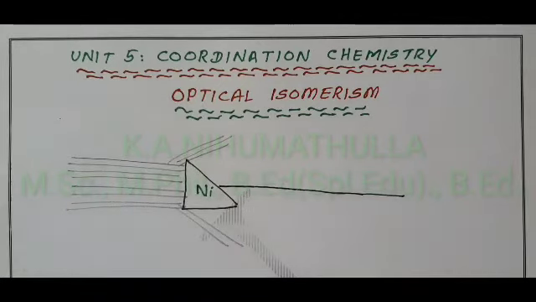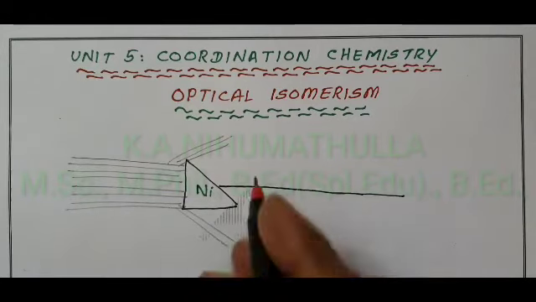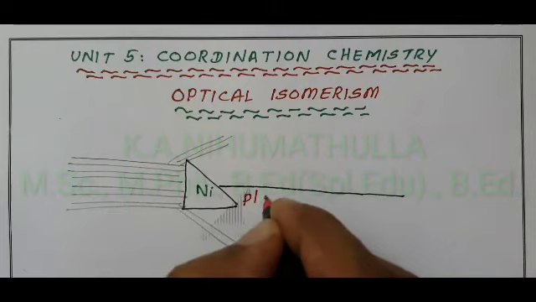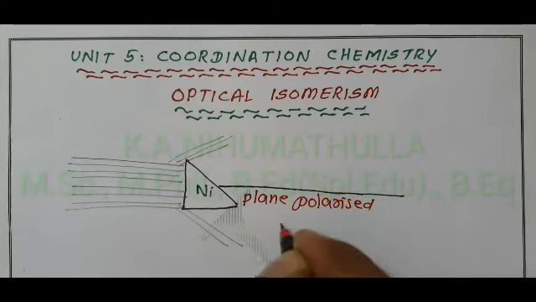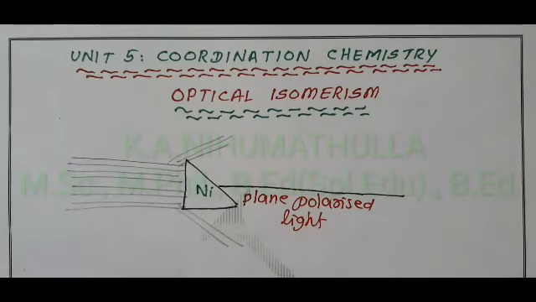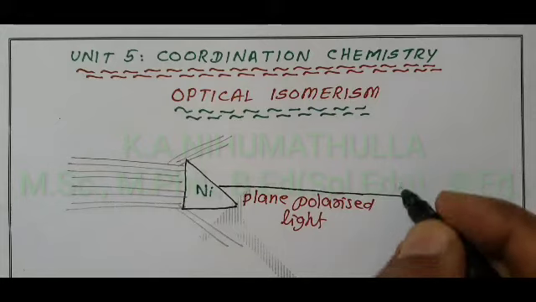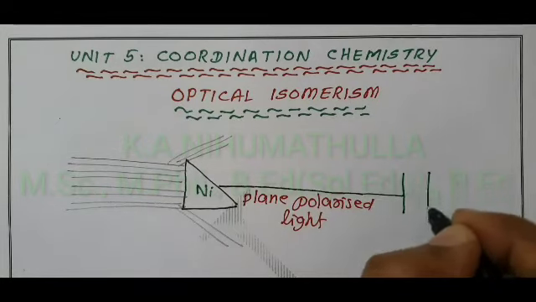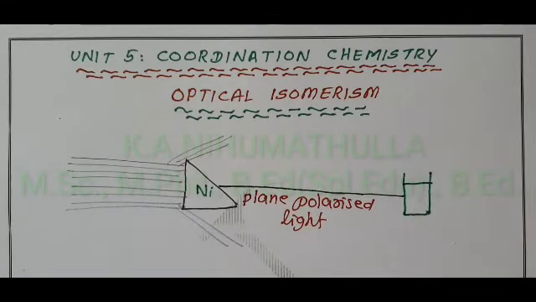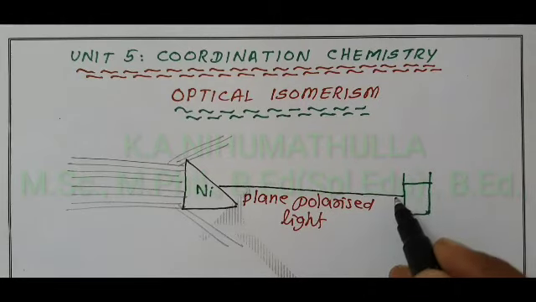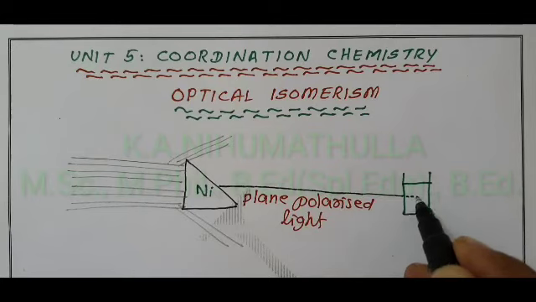This light is called plane polarized light. Plane polarized light is the light which propagates in only one direction. If any solution of a compound, take one common example, an organic compound, is taken in a beaker and plane polarized light is passed into the solution.